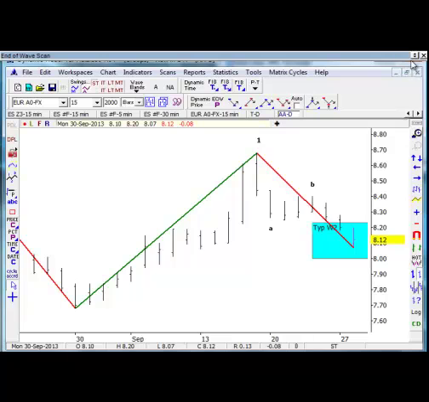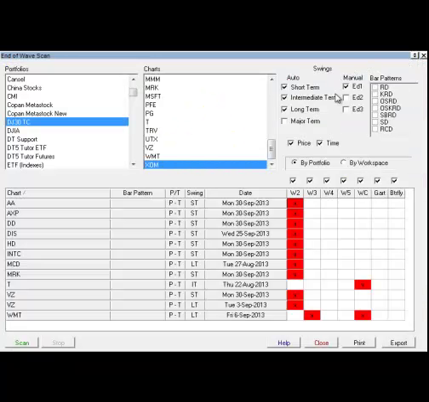And that's what's great about this end of wave scan, is that we can take a large number of symbols, scan them, and then take a look at the ones that are in the high probability end of wave target zones. Just click on the symbol, bring the chart up. It's going to show us the wave count and the zone itself. So for those of you who want to be alert on a daily basis on a large number of symbols to potential end of wave target zones, this is a scan you're going to use probably on a daily basis.